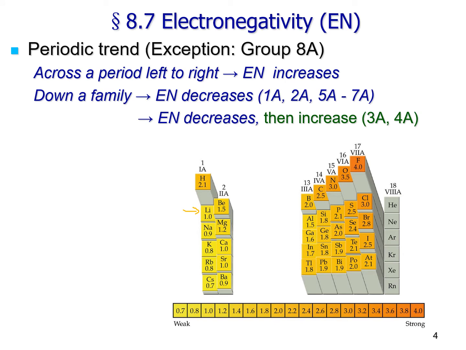Down the group, the general pattern is that the electron activity decreases as we go down the group. But for group 3A and 4A, we start to see something quite interesting. Electron activity decreases, and then we start to see gallium and indium electron activity increases. That's particularly more obvious in group 3A than it is in group 4A. The reason?